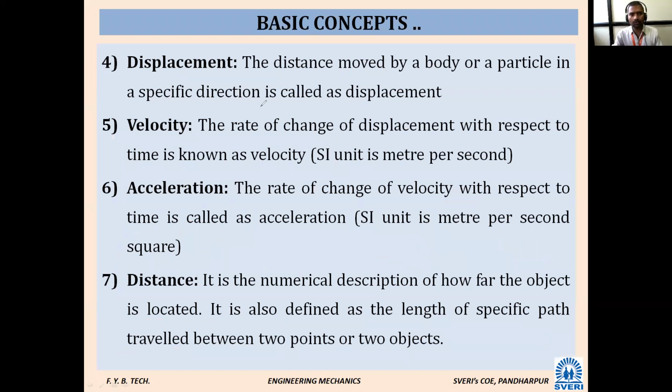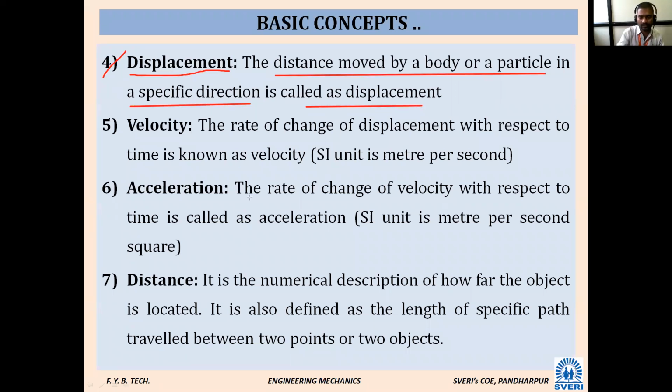Next, first we have seen what is a body, what is a rigid body, and what is an elastic body. Next, the fourth term is displacement. So what is displacement? Displacement is the distance traveled by a body or a particle in a specific direction.